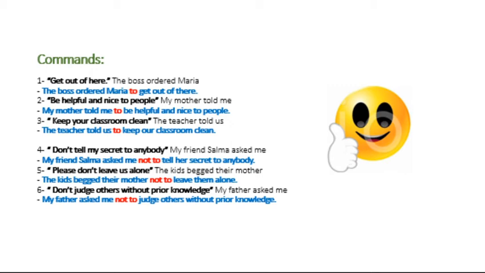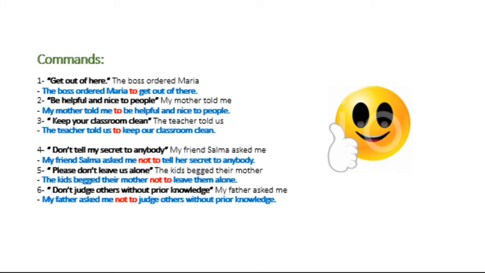Second, be helpful and nice to people. My mother told me to be helpful and nice to people. Again, be to be, get to get, infinitive form. Keep your classroom clean, the teacher told us. The teacher told us to keep our classroom clean. Let's suppose that instead of us we have me, the teacher told me. So here we say, the teacher told me to keep my classroom clean. So remember, to and the verb in the infinitive form.